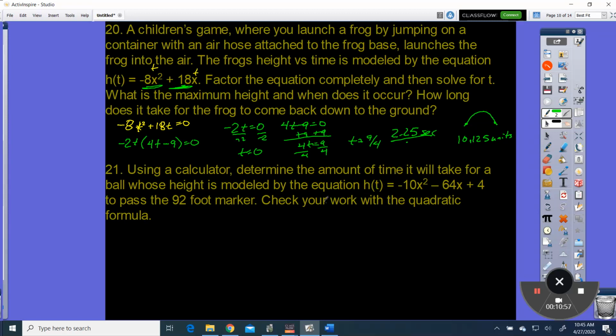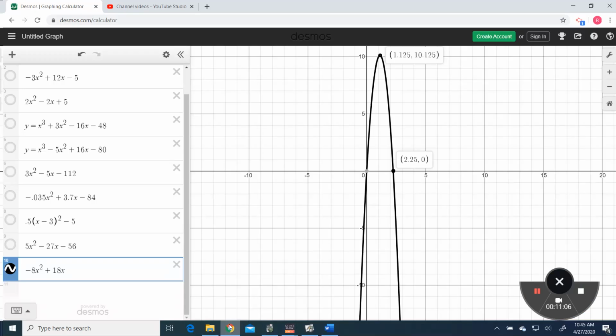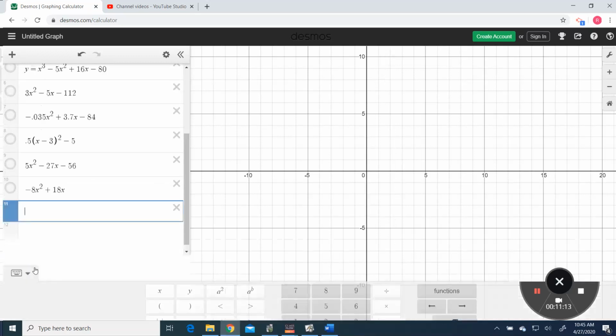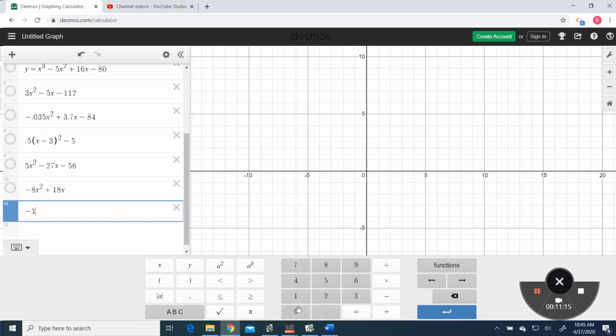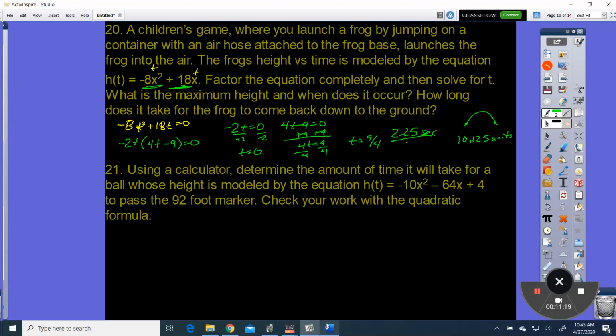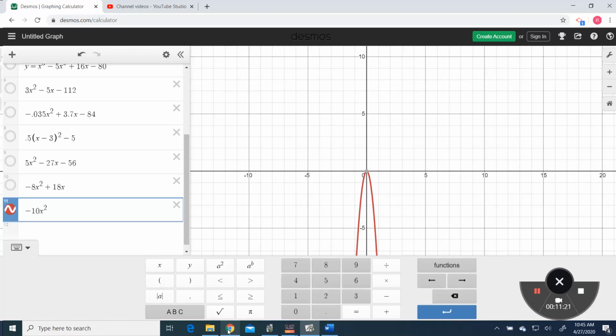So it says number 21, using a calculator, determine the amount of time it will take for a ball whose height is modeled by this equation: -10x squared minus 64x plus 4. So I come to Desmos, turn that one off. -10x squared minus 64x plus 4.